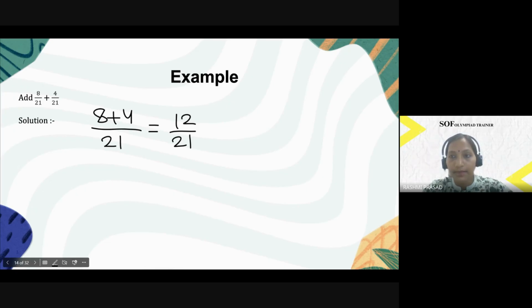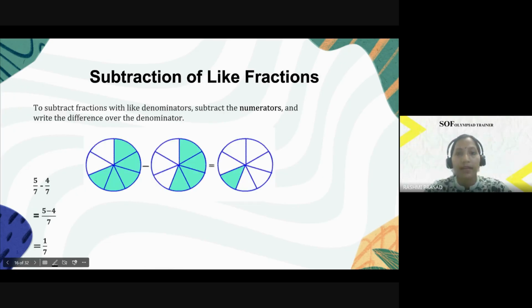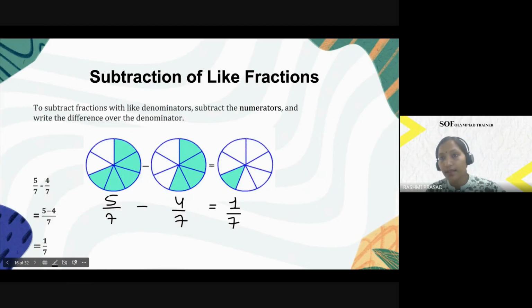Okay, let's move to the next. Next is subtraction. Same as addition, in subtraction also we just have to subtract only the numerator. No subtraction of denominator. Understood? Like here, the first fraction is 5 upon 7, the second is 4 upon 7. When you subtract these two, 5 minus 4, that is 1 upon 7. That is the answer. Simple subtraction, right?